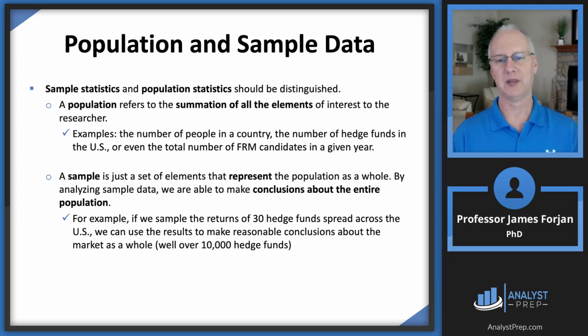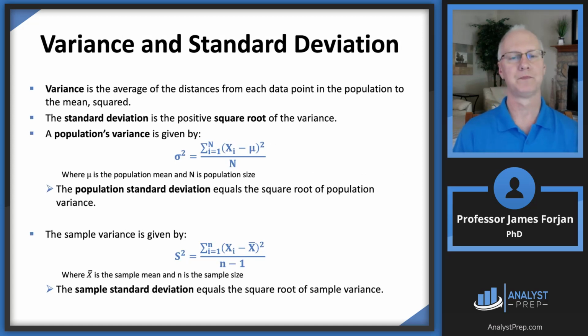You try to pick a sample of 30 or 60 or 100, whatever that number is, that's representative of the entire population, so that we can make reasonable conclusions about the sample, which then allows us to make reasonable conclusions about the entire population.